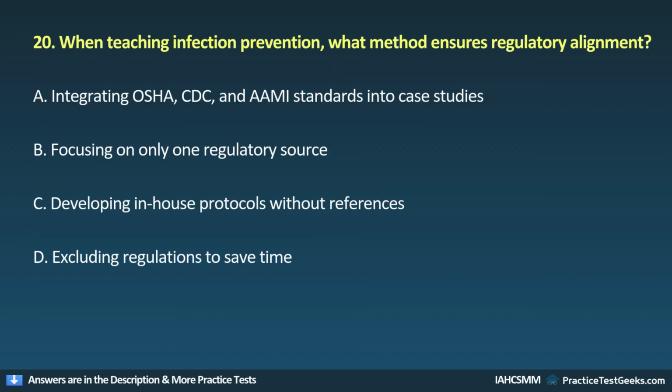20. When teaching infection prevention, what method ensures regulatory alignment? A. Integrating OSHA, CDC, and AMI standards into case studies. B. Focusing on only one regulatory source. C. Developing in-house protocols without references. D. Excluding regulations to save time.